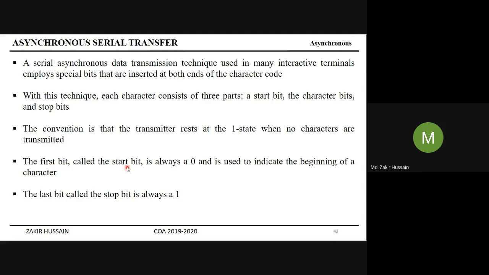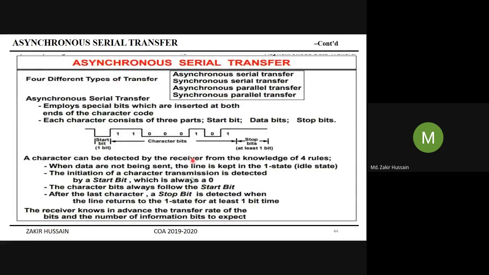The first bit is called the start bit, as already said here. The start bit is always zero, and it is used to indicate the beginning of a character. The last bit, called the stop bit, is always a one. So apart from the character bits, the start bit is always zero and the stop bit is always one. We'll see this with an example.